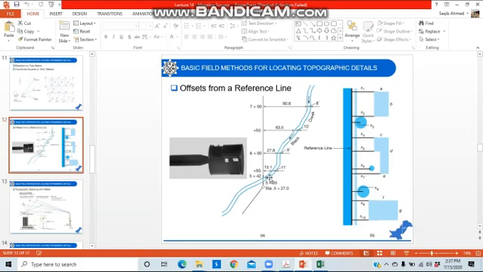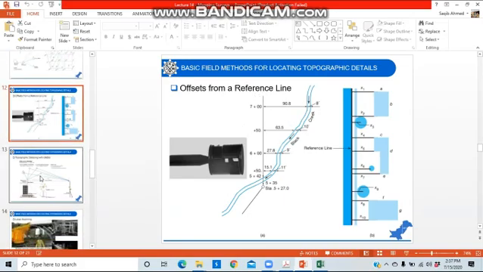So you establish this line, which starts from this station to, I don't know where this ends or whether it ends or not. And using that line as a reference line, you measure the corners or the center line of this river or this stream, whatever that is. This kind of method is called the offset from a reference line method, to locate the topographic details of whatever feature that is, whether a road, highway, or railway.